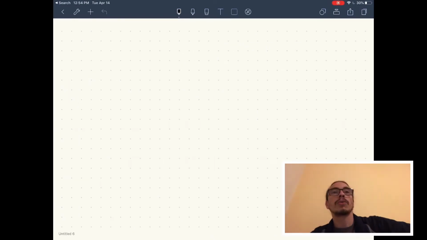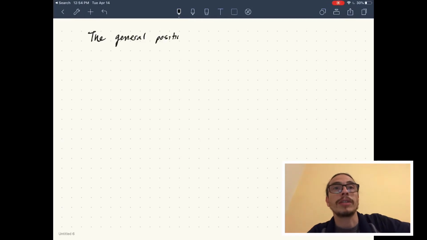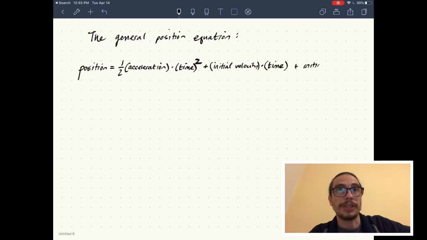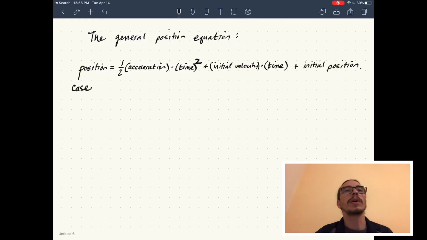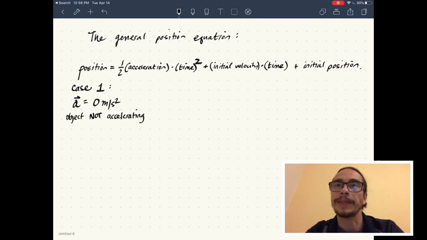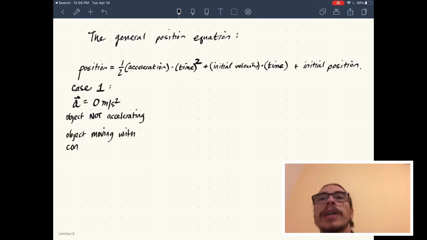Okay. The general position equation, then, is the most complicated one, right? Position is equal to 1/2 the acceleration times time squared plus initial velocity times time plus initial position. Sweet. Let's take a look at some cases. In case 1, let's say acceleration is 0 meters per second squared, so our velocity isn't changing. In other words, the object is not accelerating. So the object is moving with a constant velocity.